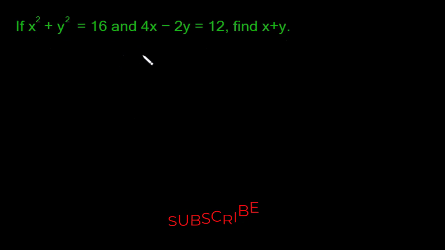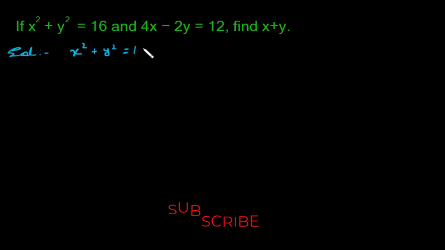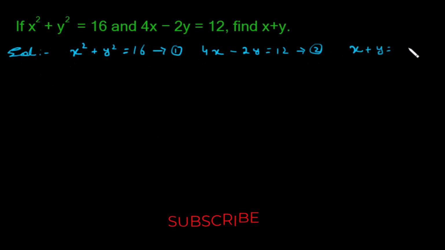So first of all, I am going to name these equations. Let me name this quadratic equation, x squared plus y squared is equal to 16, as equation 1, and then I have 4x minus 2y is equal to 12. Let me name it as equation 2, and as I have to find x plus y, let me name it as the required equation.